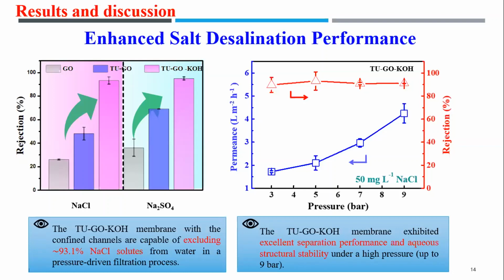Additionally, to further evaluate the pressure-resistant capacity of the SiO2-graphene oxide potassium hydroxide membrane, it was subjected to different applied pressures, and the pressure increased from 3 to 9 bars. The water permeance increased gradually, and the rejection all remained nearly 93%, which is crucial for industrial application.